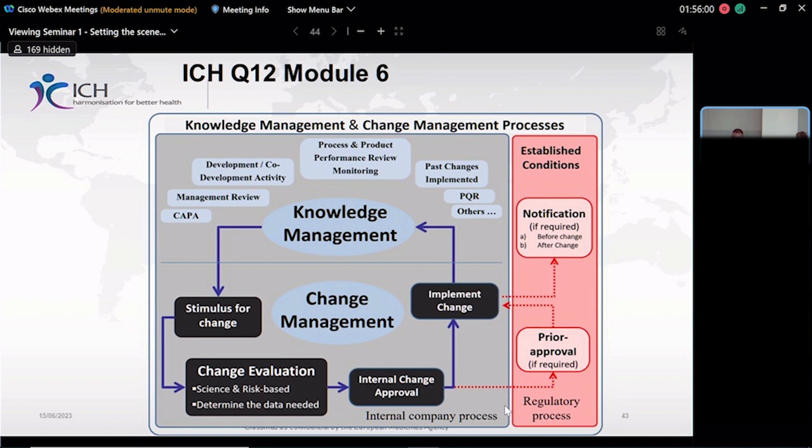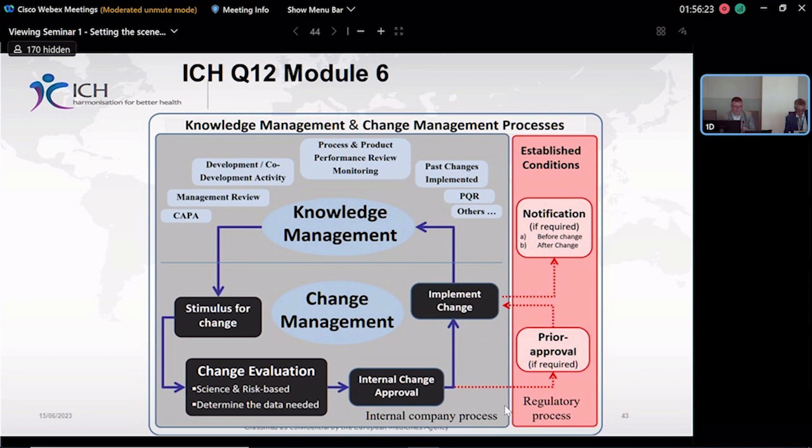What we need to know as regulators in the red is when a change gets to that point where it's to be implemented, what is the risk that this change poses to quality, and does it require communication to the regulator, and at what level? Is it a prior approval? Is it a notification before or after the change?